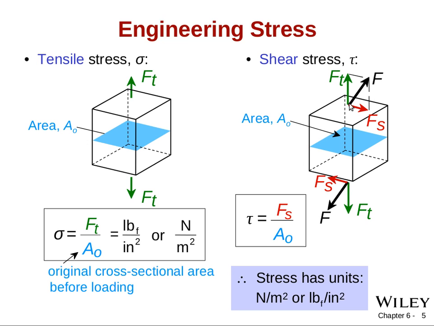If you have a force that's not perpendicular to the surface, so this black arrow here, then you can split it into a tensile component and a shear component. So a shear force is when you take the surface that you're applying the force to and you push parallel to the surface rather than perpendicular to the surface, as with the tensile force. So shear stress, tau, is given by the shear force divided by that same initial cross-sectional area.